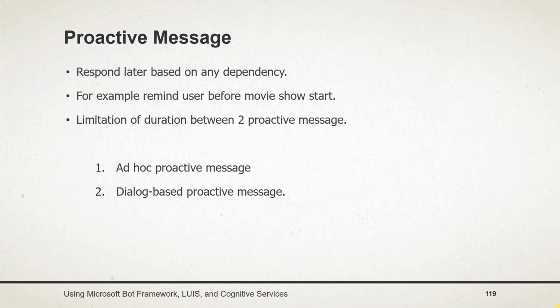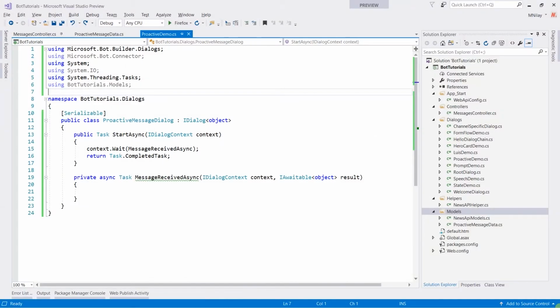There are two types of proactive messages: ad hoc proactive messages and dialogue-based proactive messages. In ad hoc, the bot simply interjects the message into the conversation whenever it is triggered. It does not try to change the conversation. Whereas in a dialogue-based proactive message, the message will be injected into the conversation and the bot will identify the current conversation and resume based on available data.